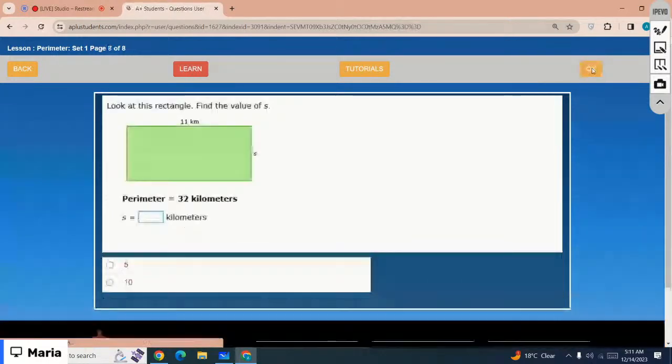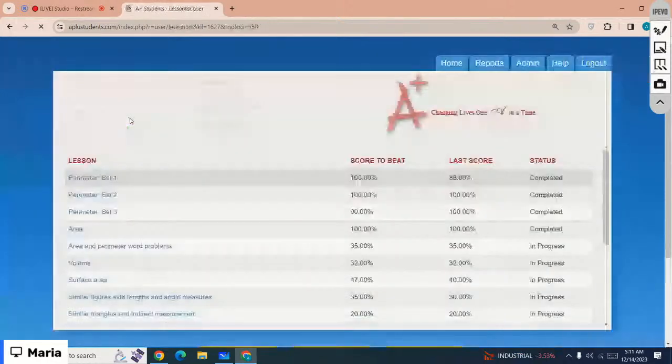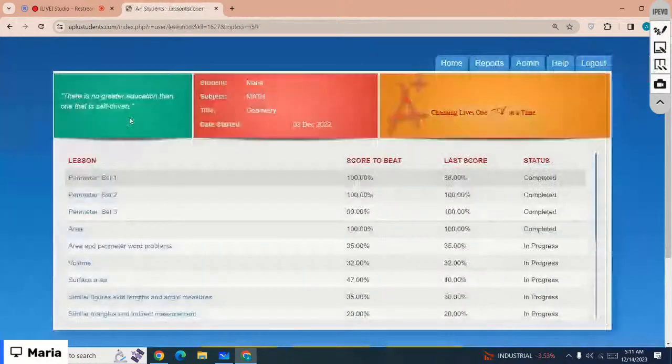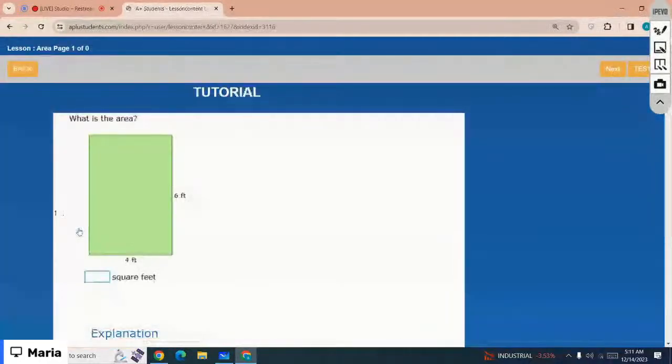Okay, you can complete the lesson by yourself later today. Let's just move on to the next lesson. Okay, the next lesson is area. Write the set 1 and set 2 on your own, right? I'm going to start with the area, right?